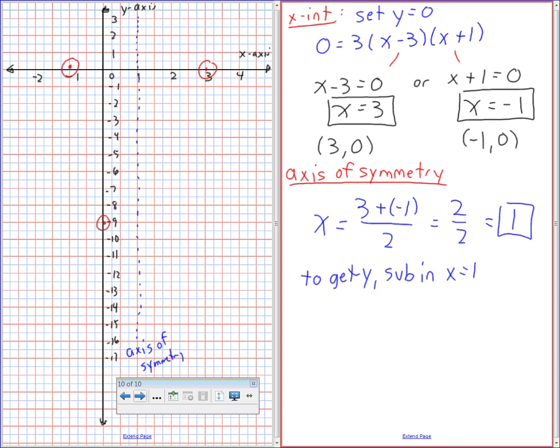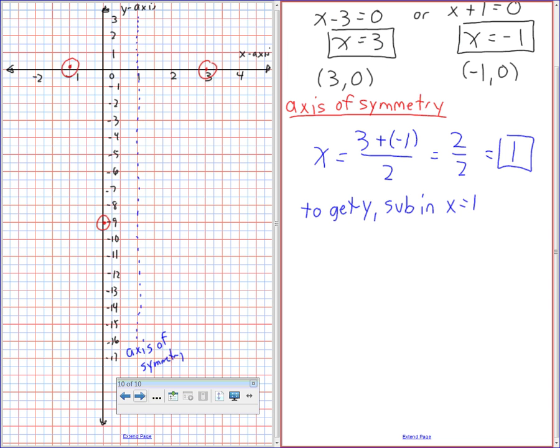We know where the x is going to be, right? The y is going to be, I'm going to scroll down a little bit here. Hopefully the top is covered. So I'm going to start with y equals 3 bracket x minus 3, x plus 1, and everywhere I see an x, I'm going to plug in a 1. If you're saying to yourself, wow, this is a lot, we're going to do tons of these today, so don't worry.